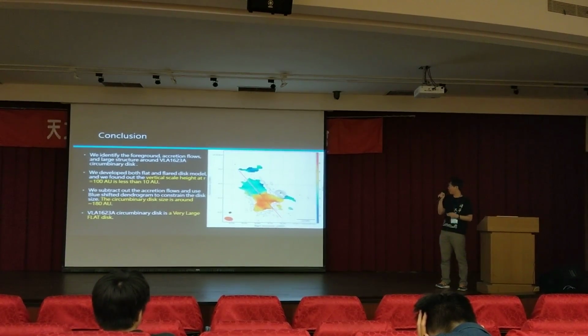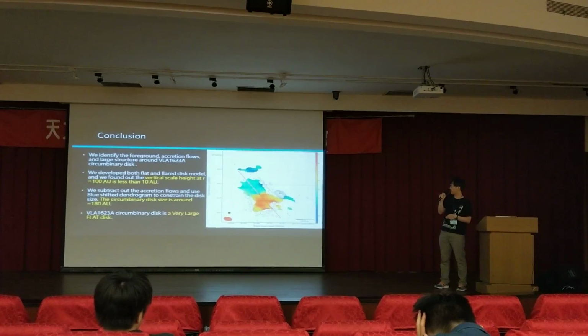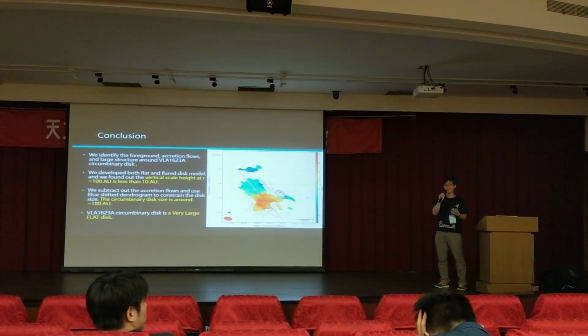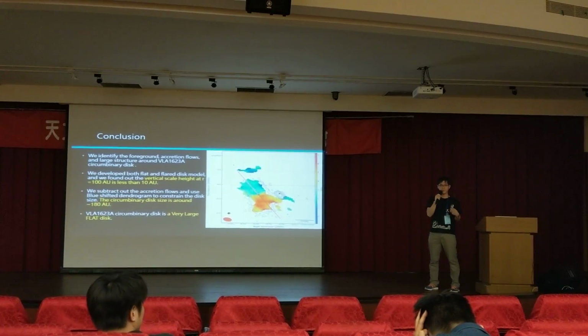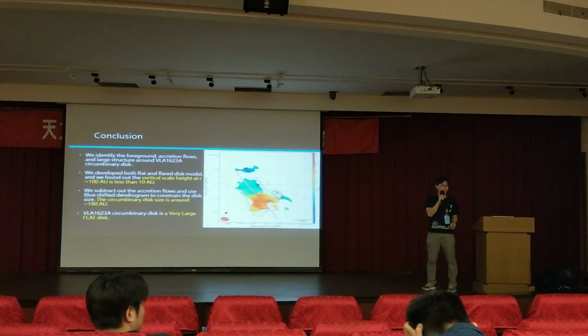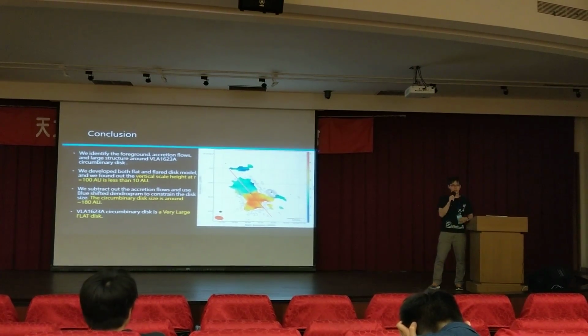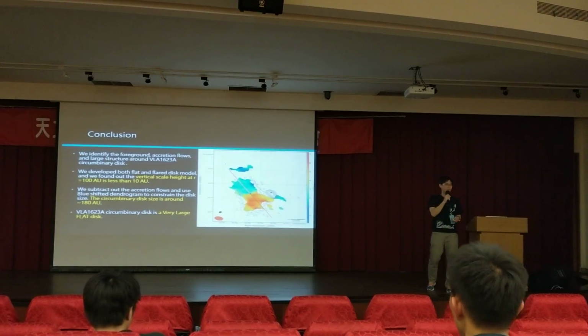So what caused this disk to be such a large and flat disk, and what are the implications? These will be the next steps in my research. So I will leave my conclusions here and take questions.